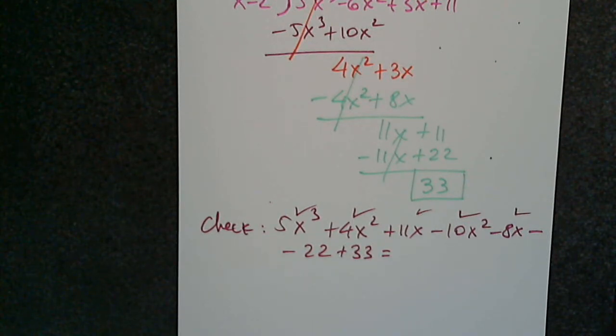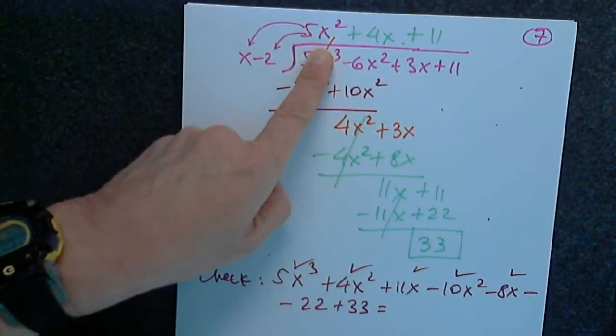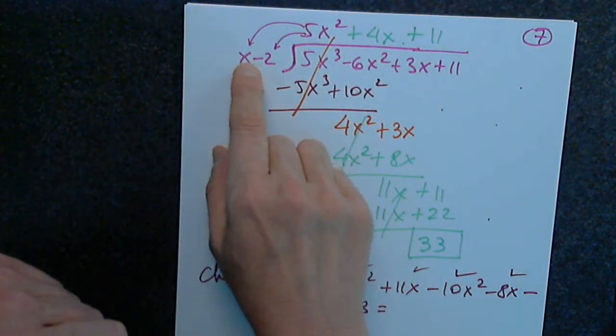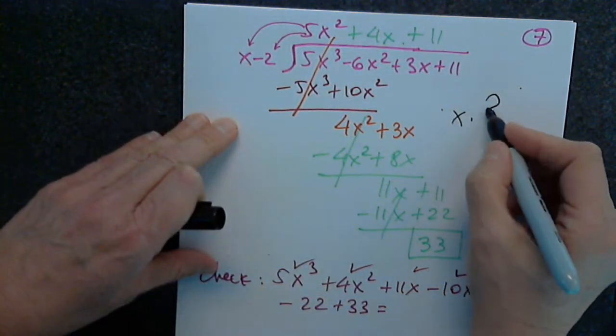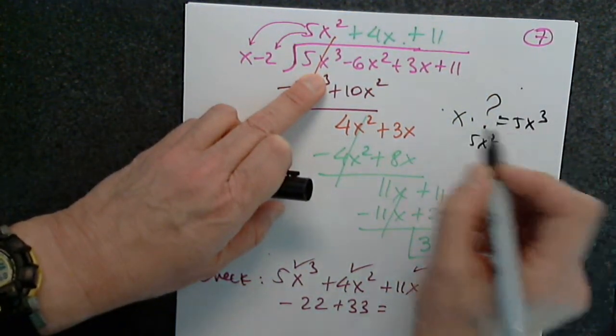Yes, I do have a question. In the beginning for the long division, when you got 5x to the second power, how did we get that? Okay. So the question is x multiplied by what is 5x cubed? And only 5x squared will work.